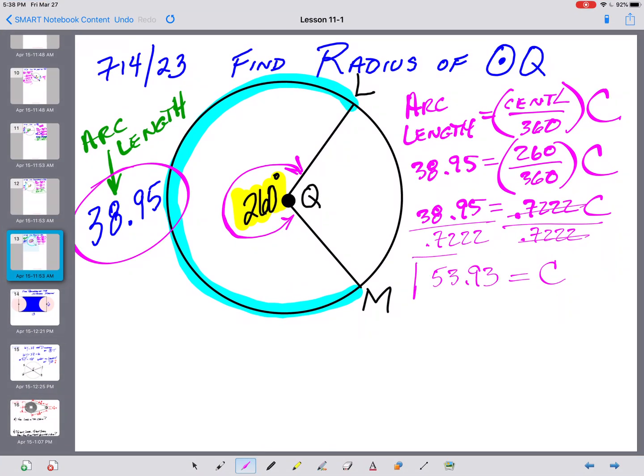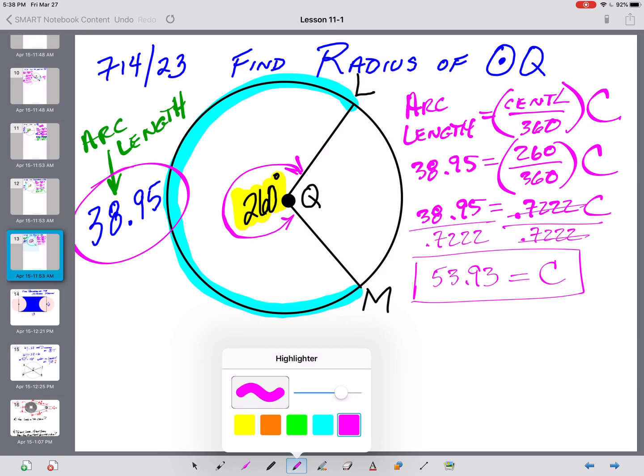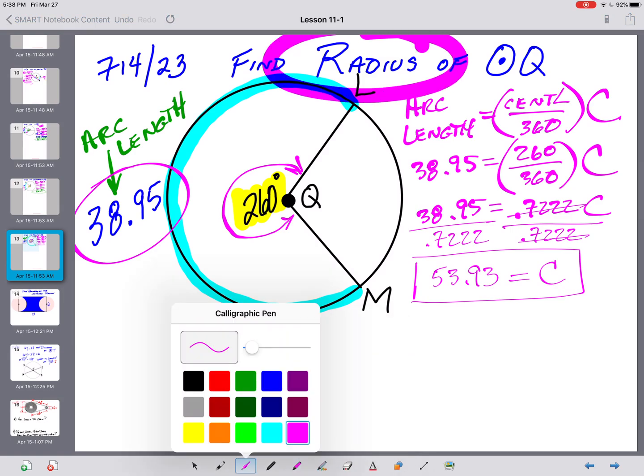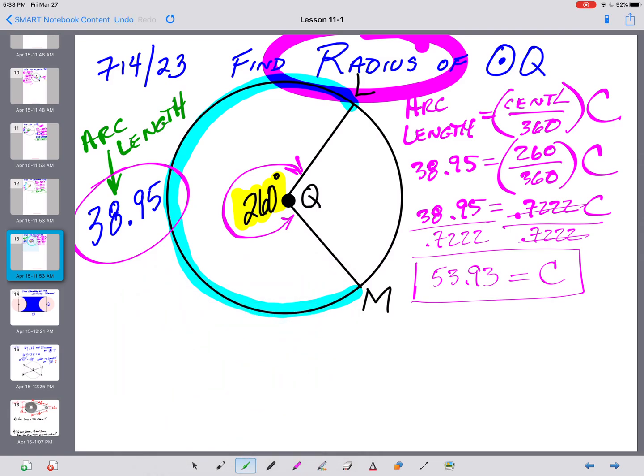Now that is the circumference, but that's not what they asked for. They asked at the very top, they said, find me the radius. Well, now we got a formula here. Circumference equals 2 pi r. 53.93 equals 2 pi r. I think you know by now, 2 pi is 6.28. You do that in your calculator if you forget it.